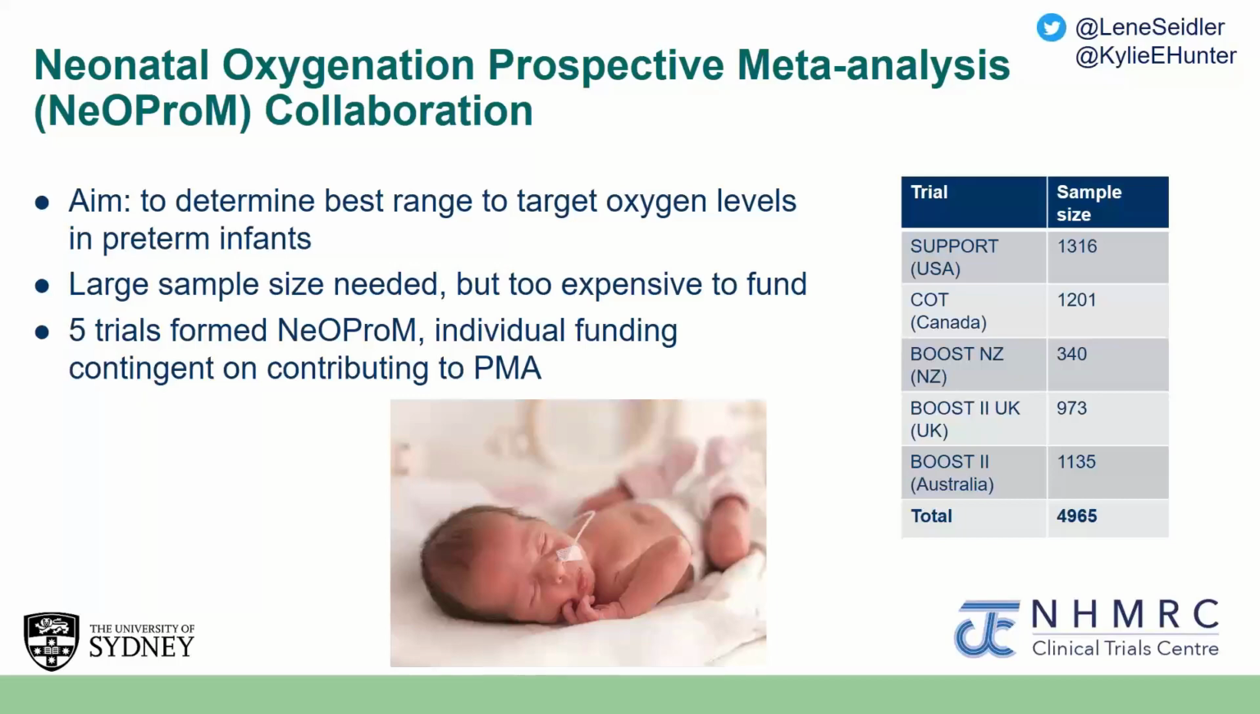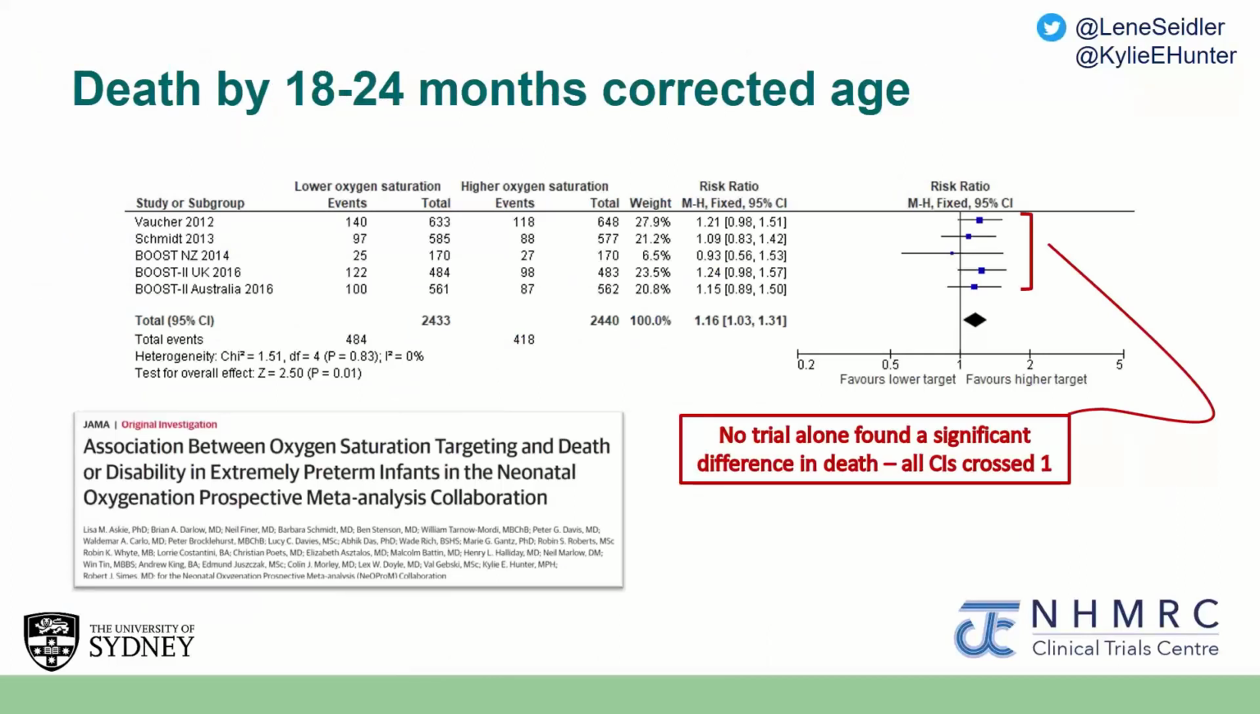So we have a forest plot on the next slide, which shows the outcome of death by 18 to 24 months corrected age. And we can see that no trial alone found a significant difference in death, as indicated by all of these confidence intervals crossing 1. However, in the combined analysis, with the diamond at the bottom, it showed that a lower oxygen target range was associated with a significantly increased incidence of death, and thus the higher target was favoured. And this evidence is now used to inform decision-making and practice, and has been highly impactful given that oxygen is the most common drug administered to preterm infants worldwide.